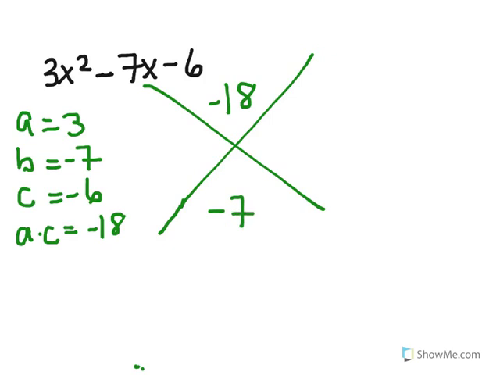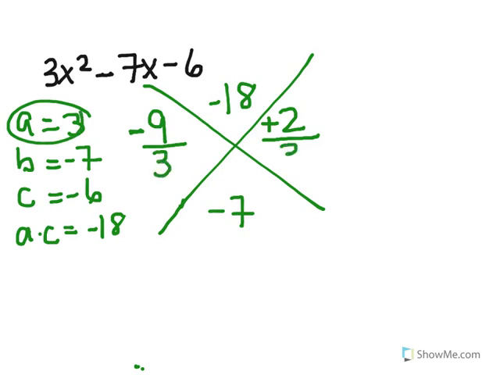Okay, so I feel like we're going to be using, I always like to put my lines here, a 9 and a 2. Which one of those two needs to be negative and which one needs to be positive? Well, 7 is negative, so the larger number needs to be negative. Now, this time, A is 3, so I'm going to divide by 3.